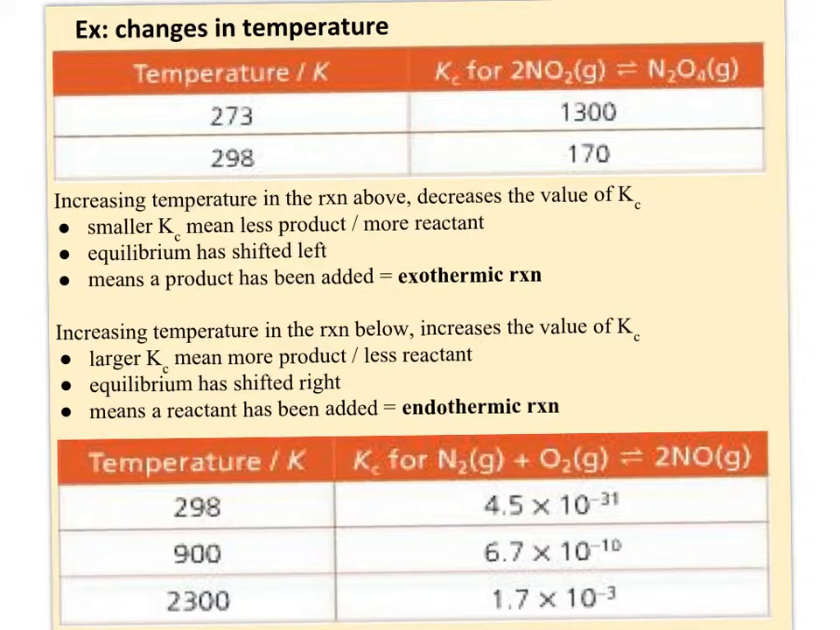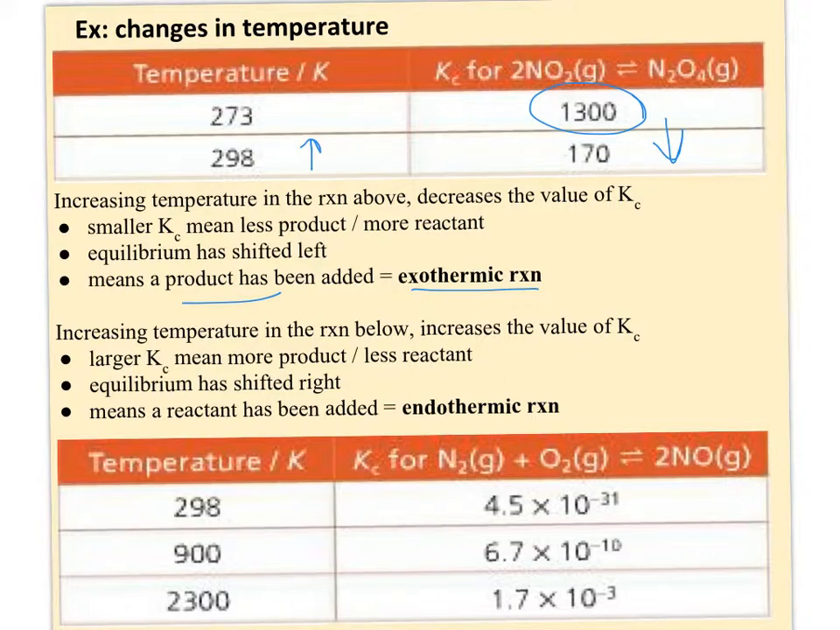So if we look at the first example here, at 273, I have a Kc value of 1300, and when the temperature increases to 298, the Kc value decreases. And that means I actually made less product to get a smaller ratio there. So my equilibrium has shifted left. So that leads me to believe that adding temperature is like adding a product, and this reaction is exothermic.